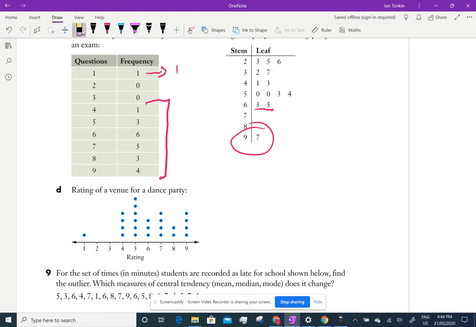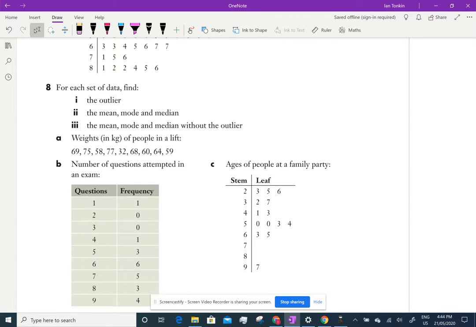So you need to be able to look at the outliers. What is the outlier going to do? It's going to affect the mean. It's either going to lift the mean or pull the mean down. Doesn't necessarily affect the mode or the median.